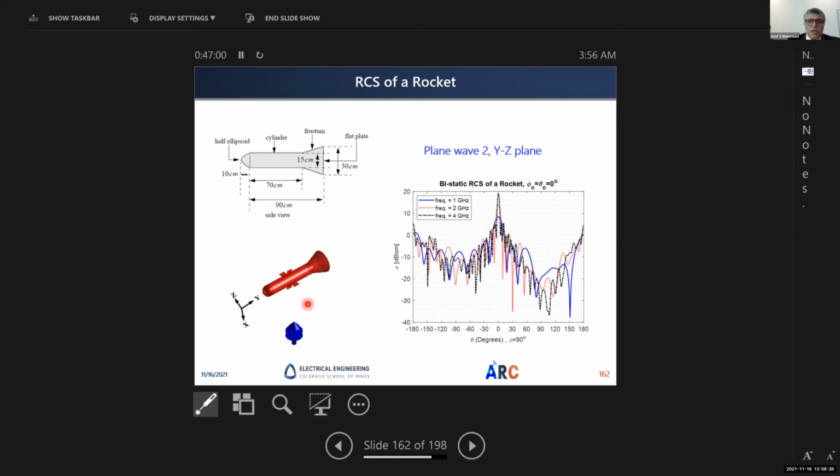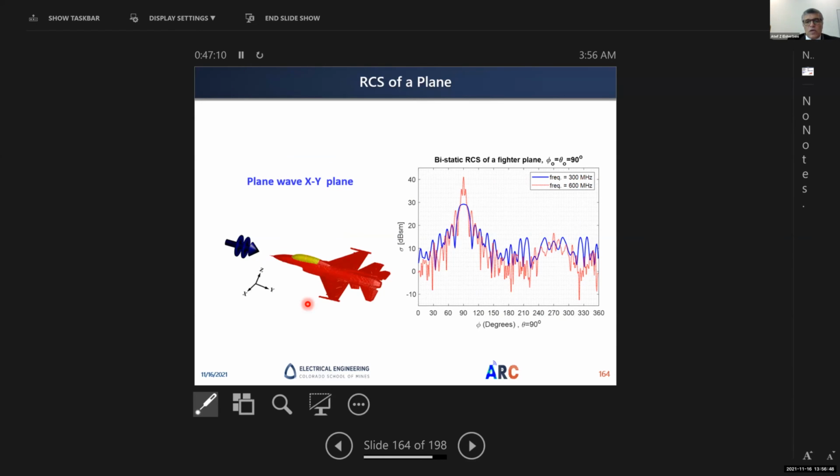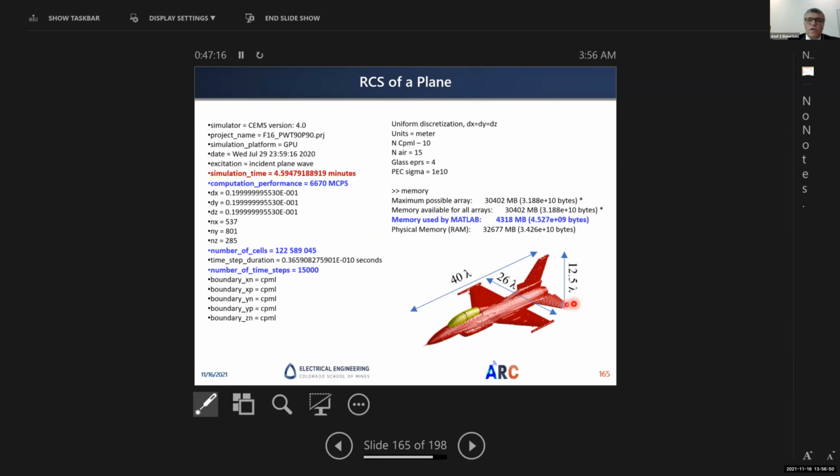We also have an aeroplane that has been simulated. From the simulation, you can get the result at 2 or 3 different frequencies. There is one plane cut, and here is another plane cut. This plane was basically 40 lambda by 26 lambda by 12.5 lambda, which is not a small aeroplane.